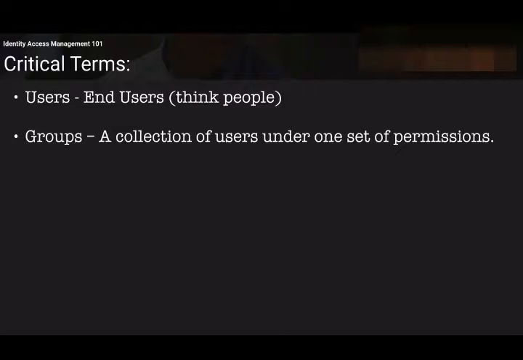Okay, so before we start our lab, I just want to introduce to you some critical terms. So the first one's a user, and it's pretty obvious what a user is. Think end users or people. We then have groups, and groups are simply a collection of users under one set of permissions. So you might have a group that's your finance group, or you might have your systems administrator group, or you might have your HR group. Essentially, it's a way of grouping your users together and applying one or more sets of permissions to that group.